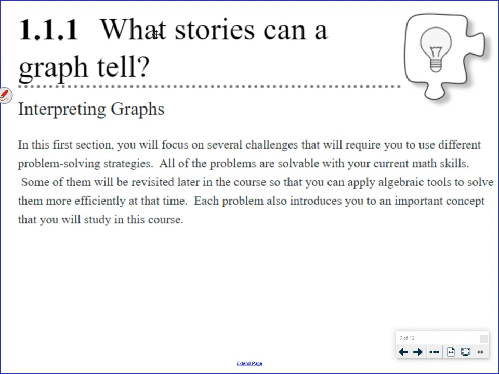We are going to start our lesson for tonight. Now, we are starting lesson 1.1.1. It is the lesson from your book. We are going to start the introduction today. Tomorrow we will finish the process, okay?